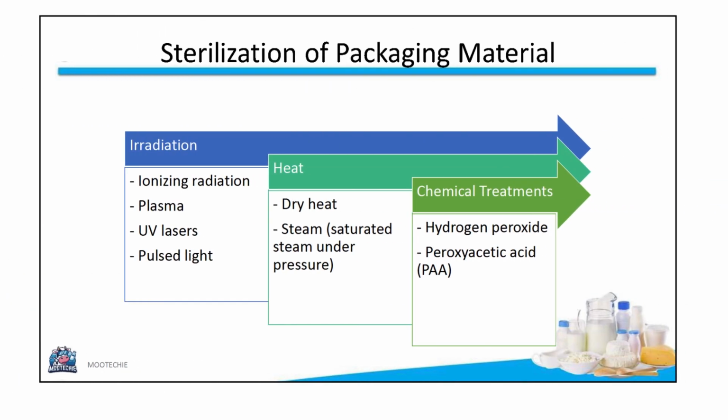The sterilization of the packaging material can be achieved through various methods. Irradiation techniques include using ionizing radiation, plasma, UV lasers, or pulsed light. Heat-based methods include applying dry heat or saturated steam under pressure. Chemical treatments are also very common, particularly using hydrogen peroxide or peroxyacetic acid, known as PAA.